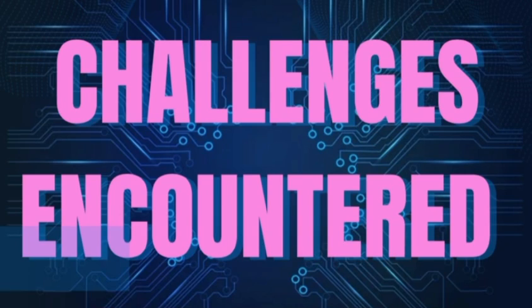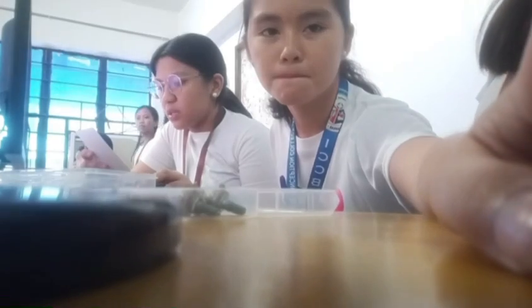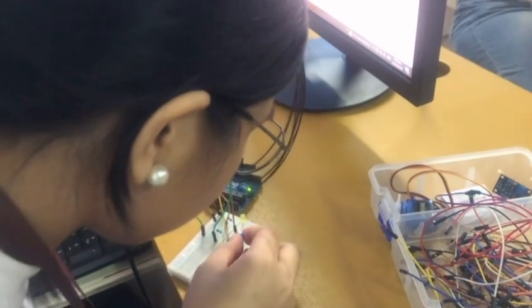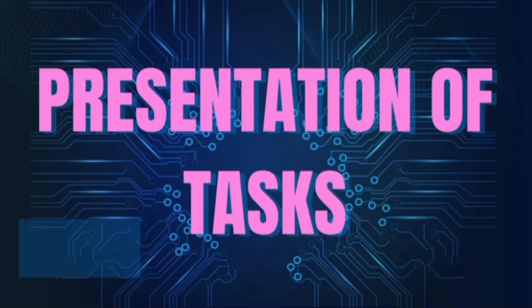One challenge we encountered during the first part of the class was figuring out the phrases and instructions in the manual because we were not yet familiar with robotics. It took us time to understand how each part works. Another challenge was when some components, especially the LEDs, were not working properly, which made it harder for us to test our circuit.